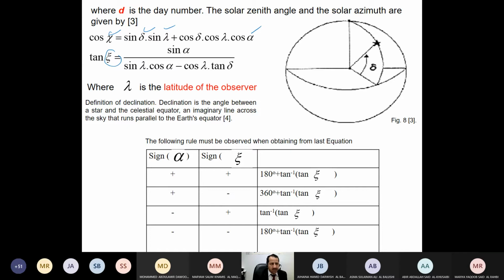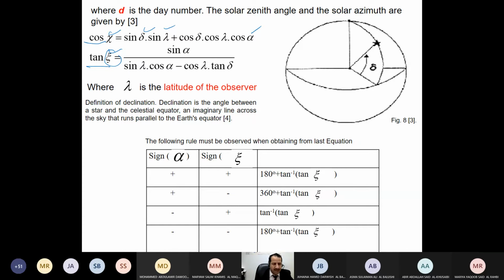divided by sine lambda cosine alpha minus cosine lambda tan delta. Now one note to be mentioned here. Since we are dealing with cosine and tan, if we want to find the zenith or azimuth, we will do the inverse. I mean cosine inverse, tan inverse, right? When we do the inverse, we expect to come up with two angles, right?